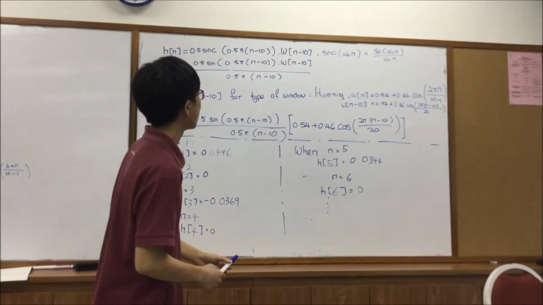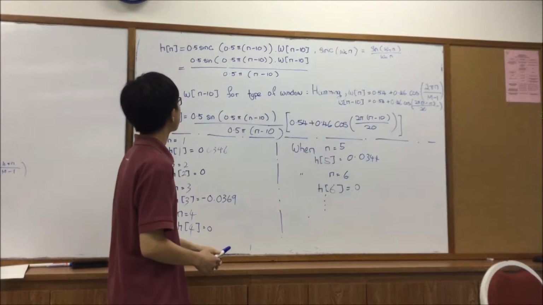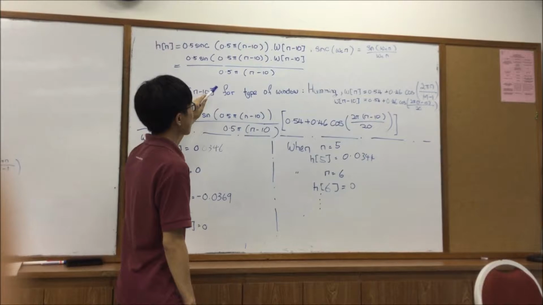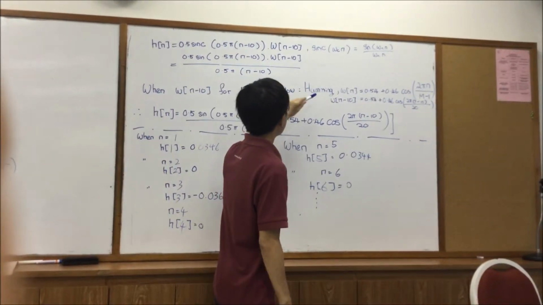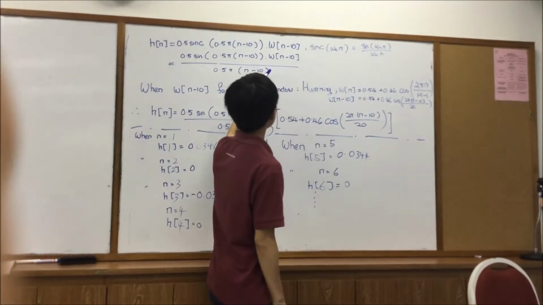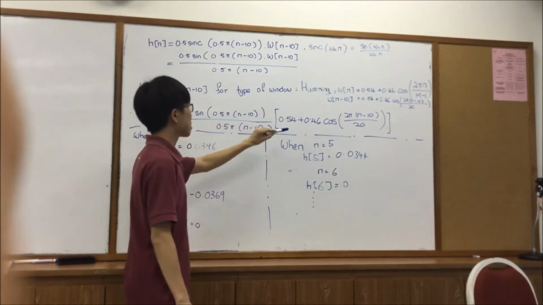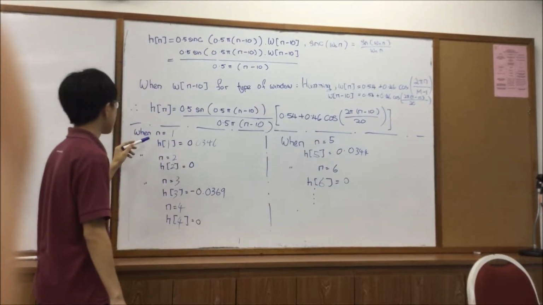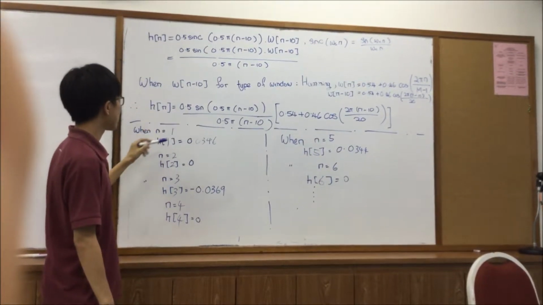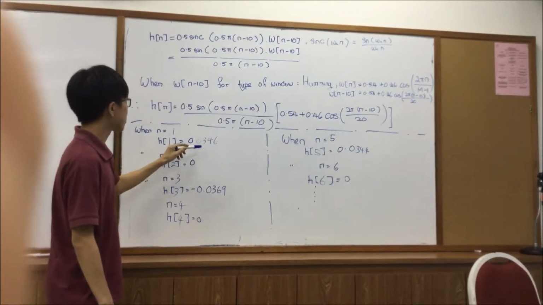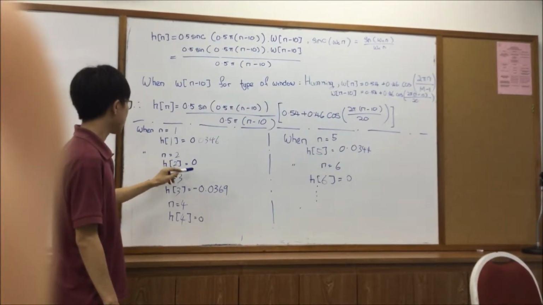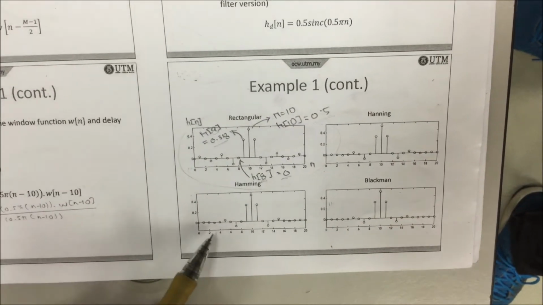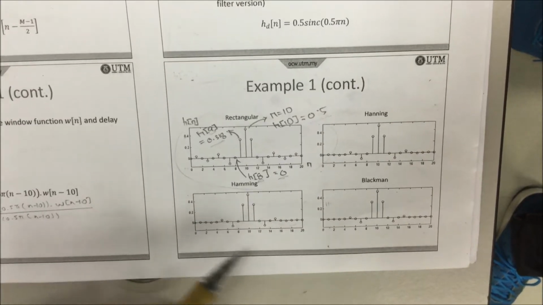Okay, so now we will continue with the Hamming window function. We use the same equation, just that we substitute the Hamming window function into this equation. Then we get this equation. So, for example, when I substitute n equal to 1 into this equation, I get 0.0346, and for n equal to 2 I will get 0, and so on. Okay, so from the values we obtained just now, we can plot this graph, the Hamming window graph.